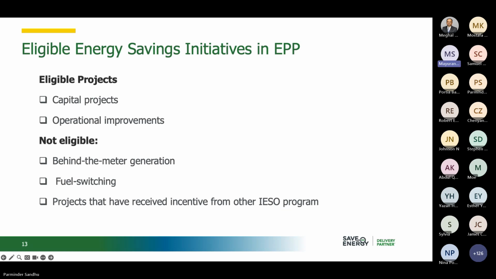We previously mentioned that EPP has lots of flexibility for projects. Any capital projects, operational improvements, or combinations of the two are eligible. Please note, however, that there are three restrictions. Behind the meter generation, fuel switching, and projects that have received incentives from other ISO programs.